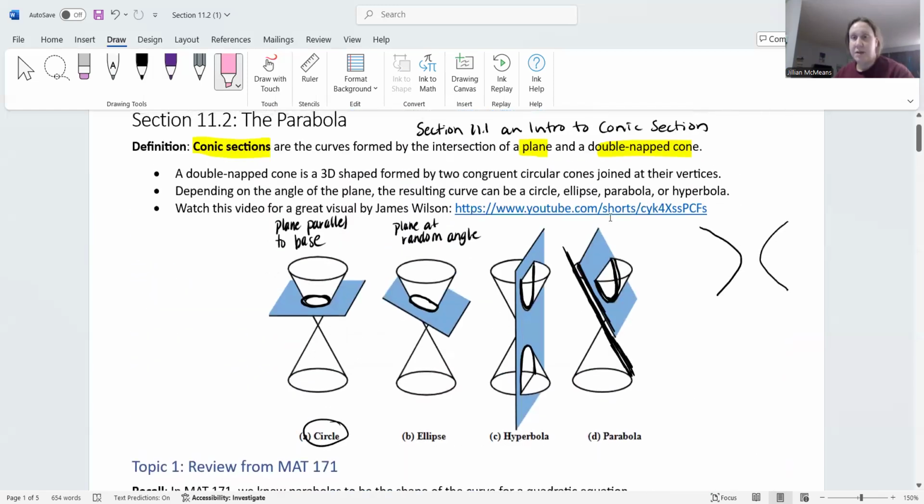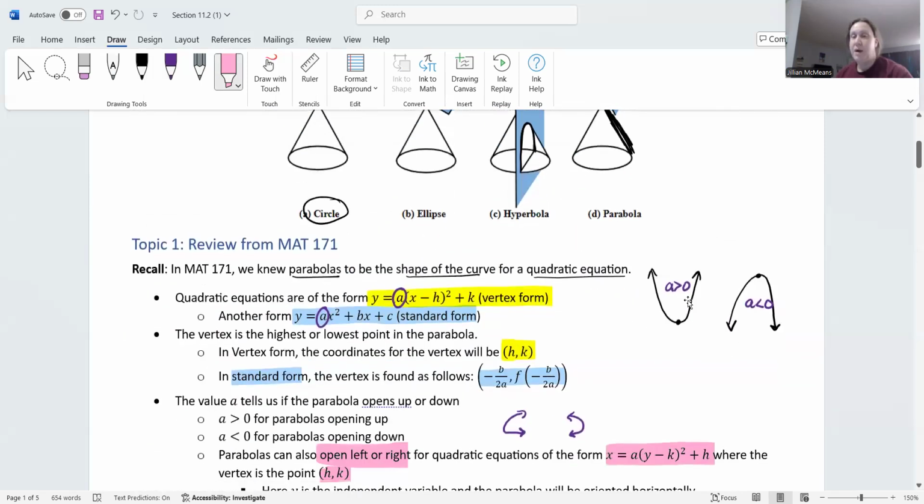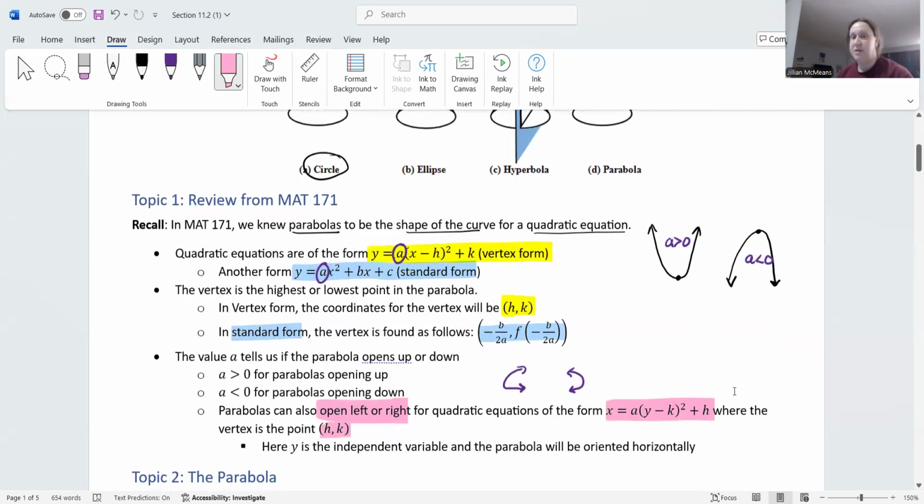I cannot recommend this video enough. It's a really nice visual for how these shapes come about. And the way James has made the video, you can also get that kind of bird's eye view that I was mentioning. So please watch that video and take a brief moment to remind yourself of some really important pieces of information about parabolas. There's one more thing I do want to mention really quick while I have you.